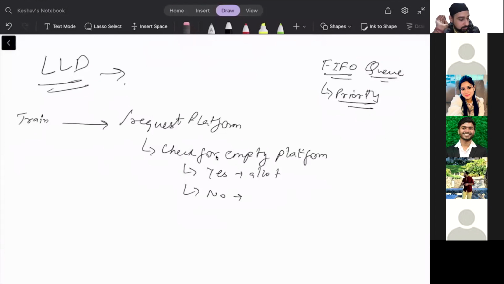So notify the train back saying that you stop. Basically, we expect that there is a signal system available for the train. If none of the platforms are available, then you ask the train to wait. Okay. Notify the train to stop. Yeah, okay. Then what?